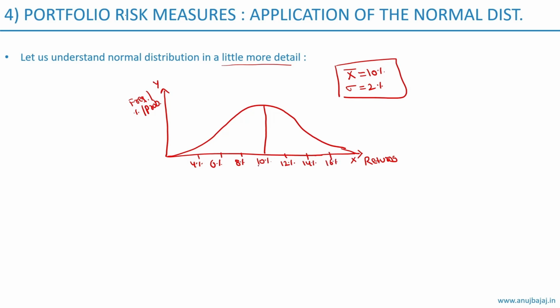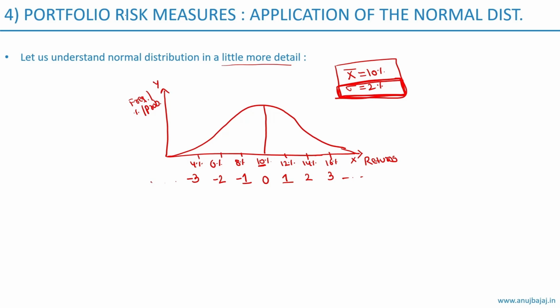So can I say that 10% is 0% away from the mean, or I can also say that it is 0 standard deviation away from the mean. So I can write it as 0. Similarly, 8% is 2% away from the mean, or 8% is 1 standard deviation away from the mean. So I can write it as -1. Similarly, 6% is 2 standard deviations away from the mean, -2 and -3. Similarly, I can write it as +1 standard deviation, 2, 3 and so on.